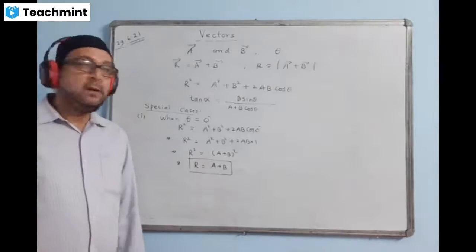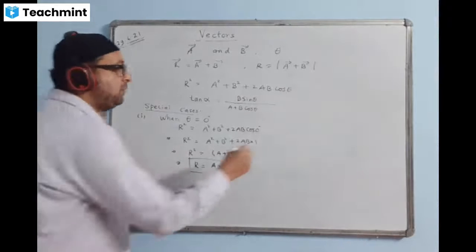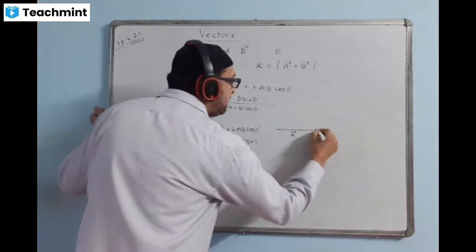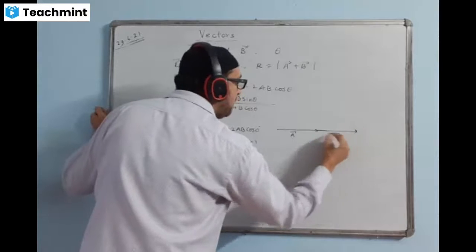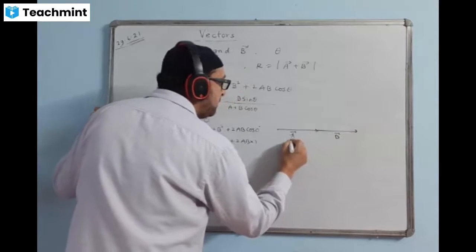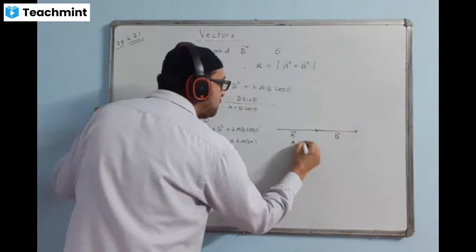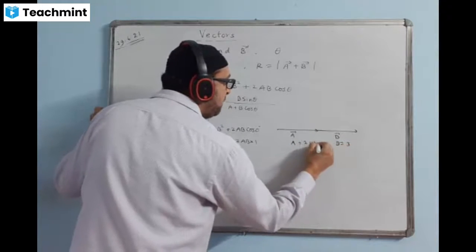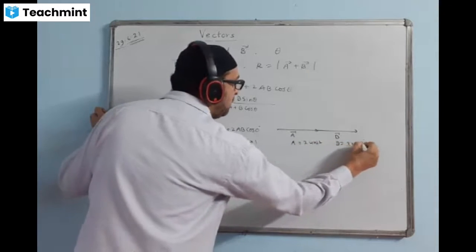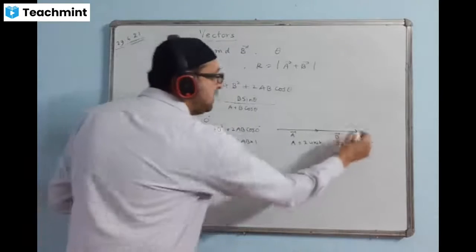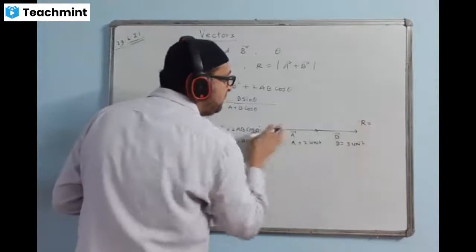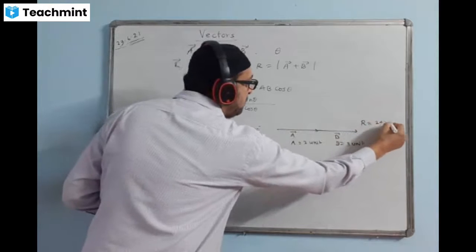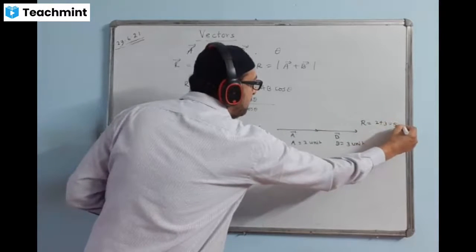In that case, what I mean to say is, suppose one vector is A, another vector is B. Magnitude of A is suppose 2. Magnitude of B is 3 unit. 2 unit and 3 unit. What is the value of total resultant when we are adding them? Total resultant value will come by simple addition. 2 plus 3, 5 unit.